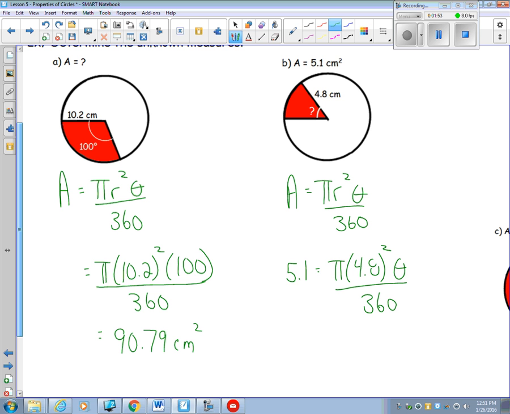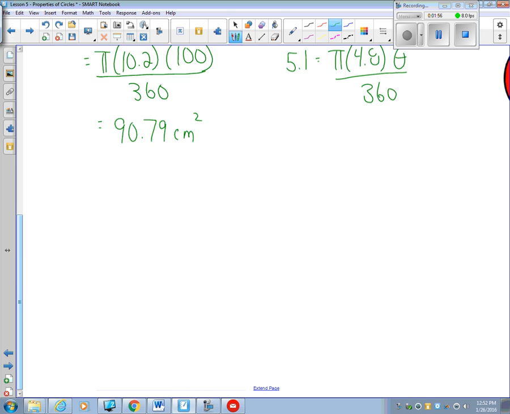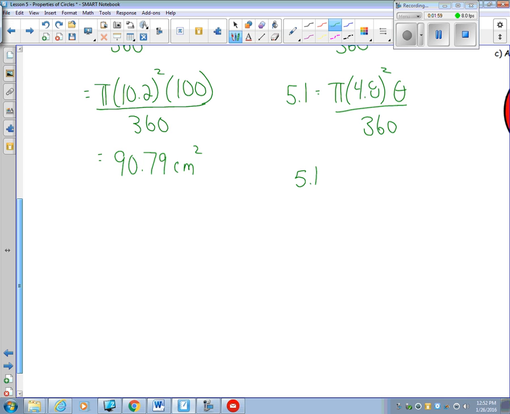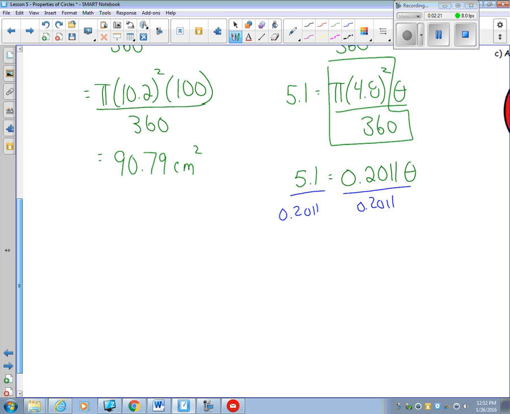Kind of looks like the last example we did on page 2, where we can work with some of the numbers at a time. 5.1 is 5.1. We can do all this math at one time, and we'll attach the theta to it. And if we do that, we end up with 0.2011 with a theta attached to it, okay, which means we can divide out the 0.2011 and the 0.2011, and we'll end up with the angle, the central angle theta, being 25.36 degrees.